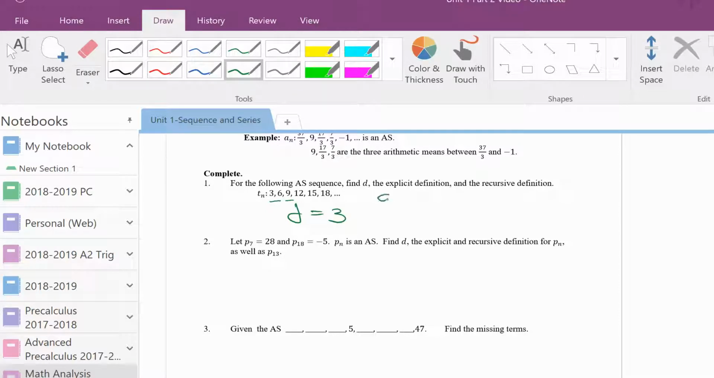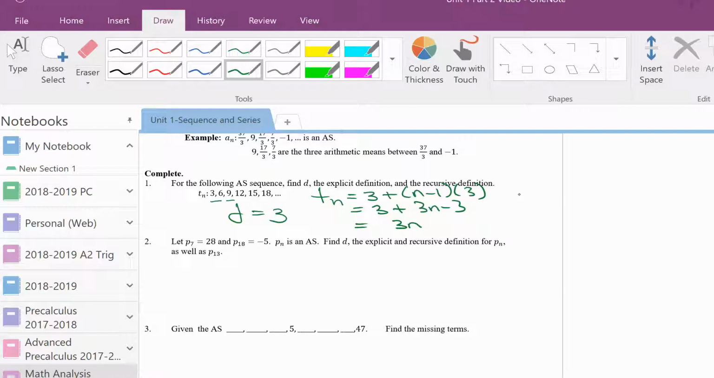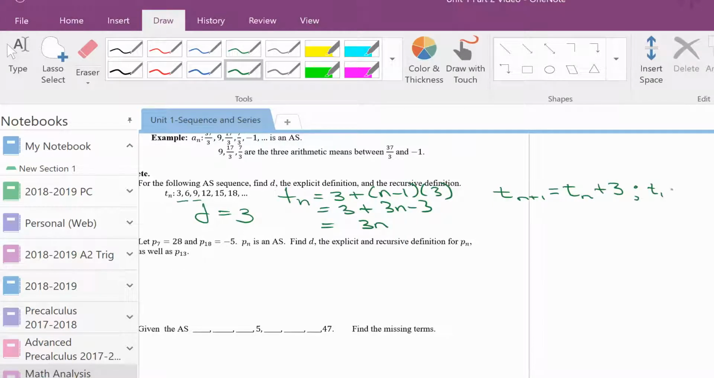The explicit definition of T sub n is the first term, 3, plus n minus 1 times the difference, which is also 3. So it's going to be 3 plus 3n minus 3, which equals 3n. That is the explicit definition. The recursive definition is that the next term is equal to the previous term plus 3, and the first term is equal to 3. That's the recursive definition.